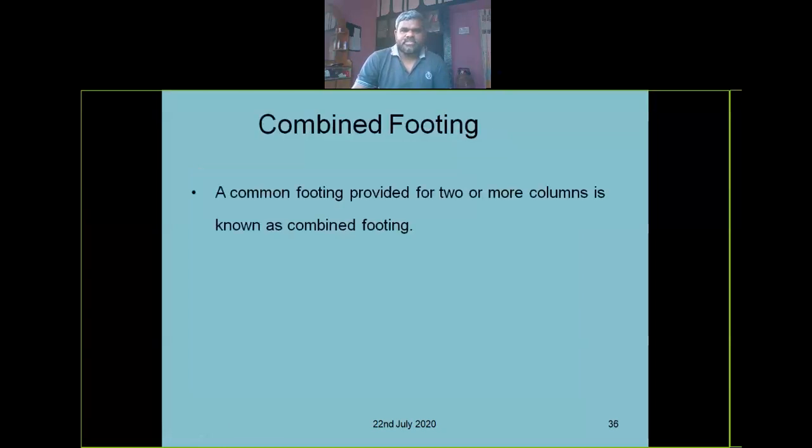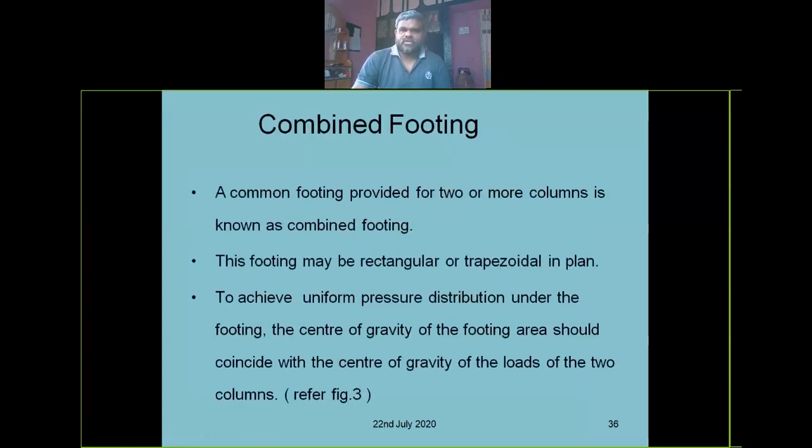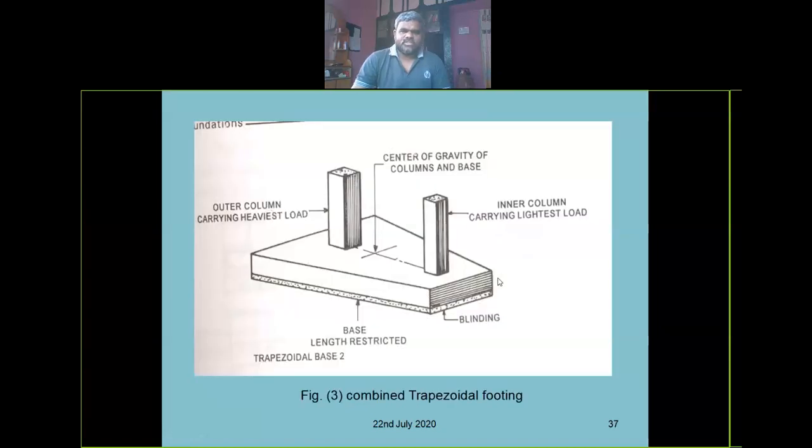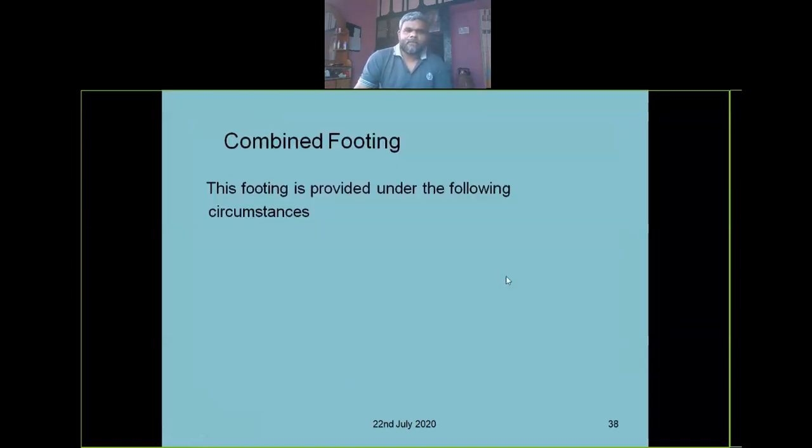Combined footing means a common footing provided for two or more columns. This footing may be rectangular or trapezoidal in plan. To achieve uniform pressure distribution under the footing, the CG of the footing area should coincide with the center of gravity of the loads of the two columns. This is the combined footing, right? So two columns or two footings are combined, right?